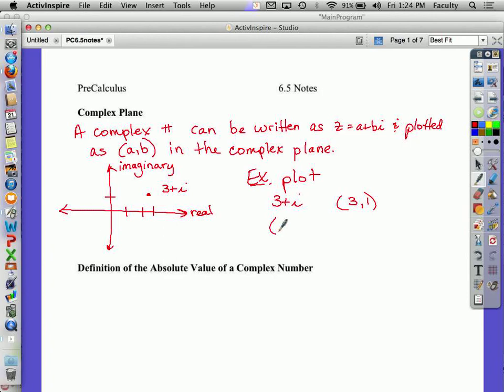And if I wanted, let's say, negative 2 minus i, this would be negative 2, negative 1. So you go left 2, down 1. And that's the complex number there. You guys remember this from last year? Pretty easy. All right, absolute value of a complex number.